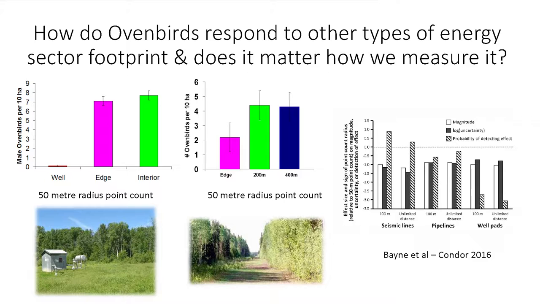Same basic premise on a pipeline. But if I do an unlimited distance point count off a well pad, I find absolutely no effect of the well pad. Well, it's because I'm counting the birds in the bush, right? If you want to see what the effect of the pad is, the bird doesn't use the pad, but there's not a massive reduction of the number of birds in an area that has a well pad in it, because a well pad's 1 hectare out of, you know, 5 that you probably sample with a point count.